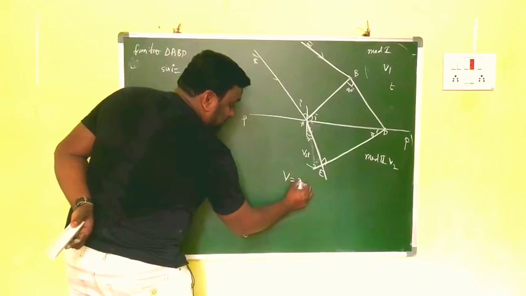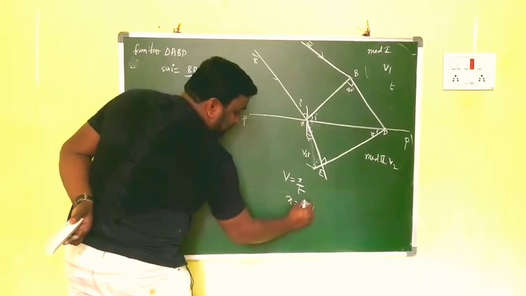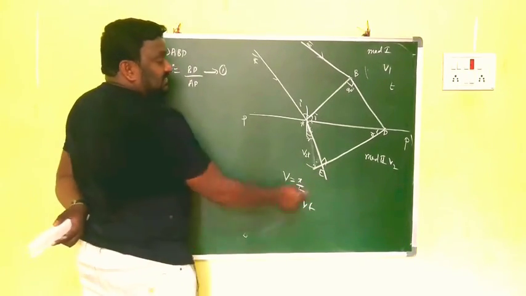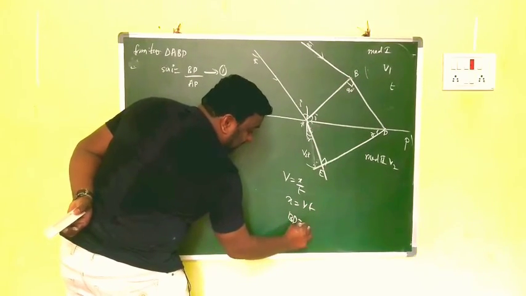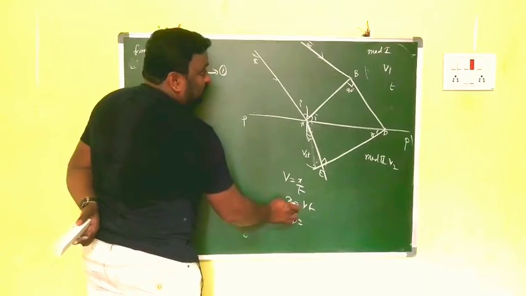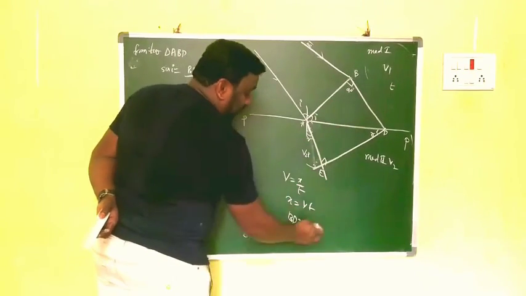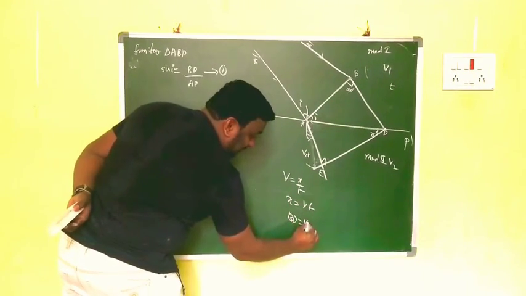I already told you: velocity is equal to displacement by time, so displacement is equal to v into t. And the distance travelled by the second wave is BD. BD is equal to velocity into time. What is the velocity here? v1. And what is the time? t. That's why I wrote here v1 into t.